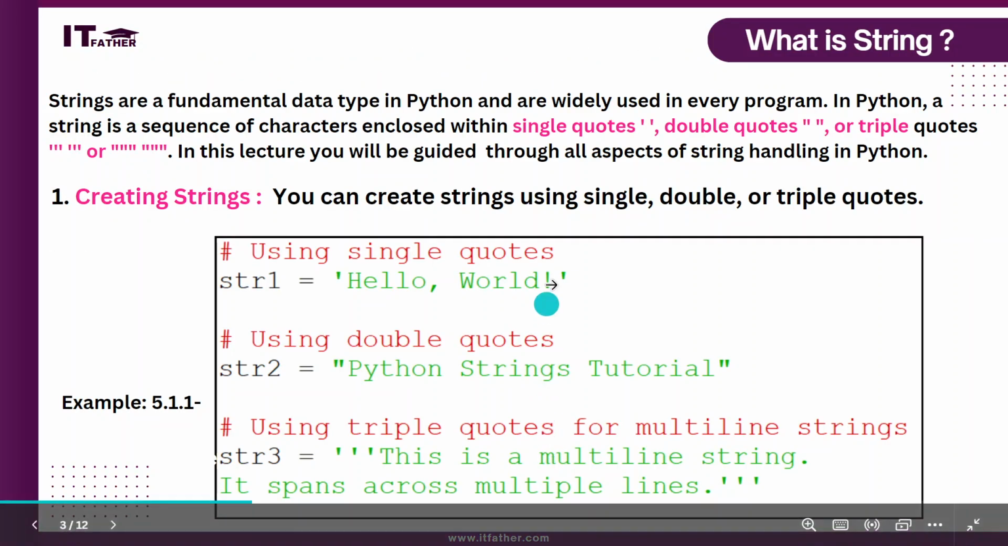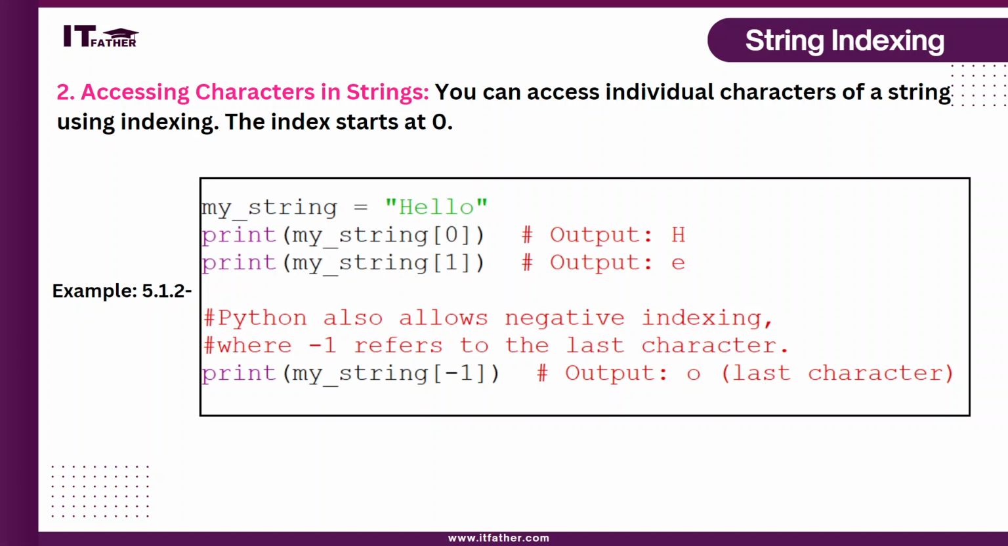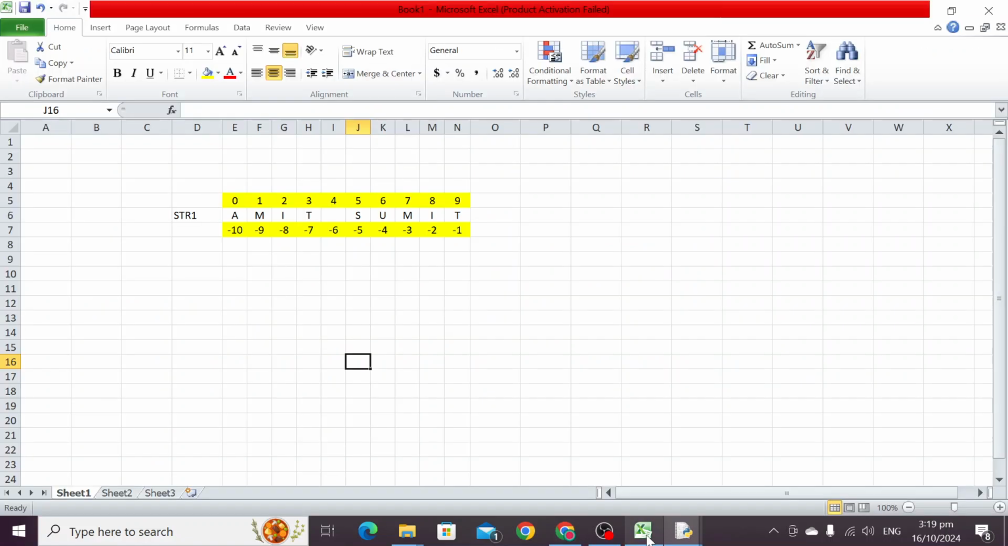Now the next part we have to understand is accessing characters in a string. Very important point: we can access individual characters of a string by using its indexing value. The index starts at 0. Let us understand what this index is and how it starts at 0. To understand this, I will take the example of Excel because rows and columns are given. Whenever we create any string, for example str1 is a string variable, and this string is holding the value Amit Sumit.